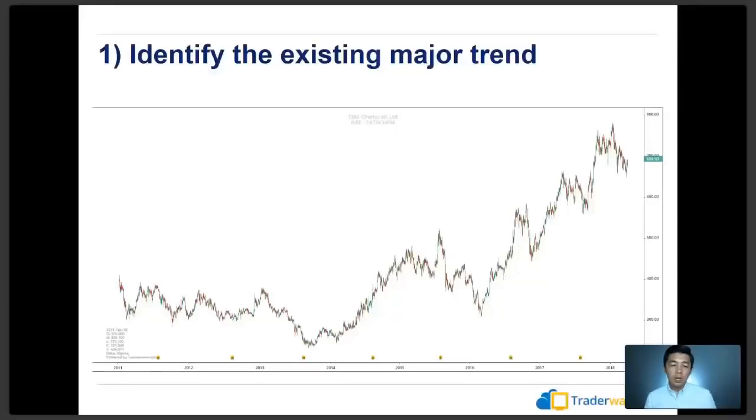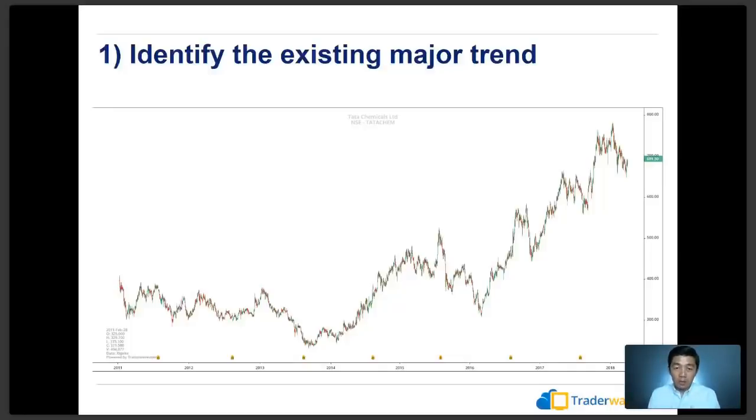So firstly, before I actually decide on a stock to buy or decide when to get in and when to get out using a pullback strategy, I will first take a look at the chart and try to identify what is the existing prevailing trend, or the existing major trend. Because without knowing what the existing prevailing trend is, you wouldn't be able to know what is considered a pullback. I hope that makes sense to you.